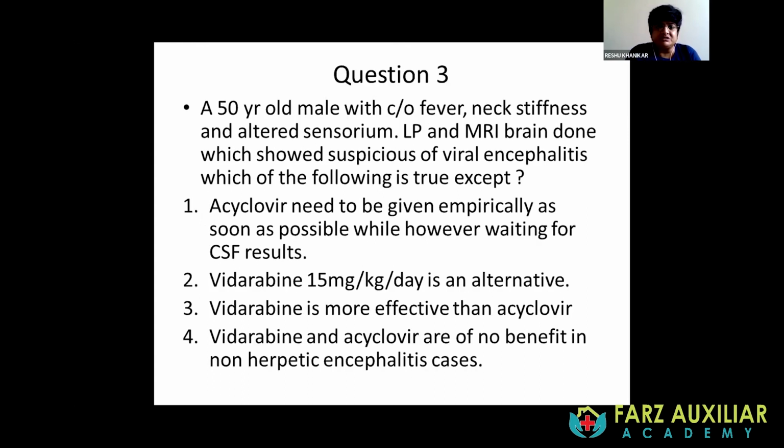agents. Okay, next question. A 50-year-old male with complaints of fever, neck stiffness, and altered sensorium. LP and MRI were done, which showed suspicion of viral encephalitis. Which of the following is true except? One: acyclovir will need to be given empirically as soon as possible, while we wait for the CSF results. Two: vidarabine 15 mg per kg per day is an alternative to acyclovir. Three: vidarabine is more effective than acyclovir. Four: vidarabine and acyclovir are of no benefit in non-herpetic encephalitis cases.